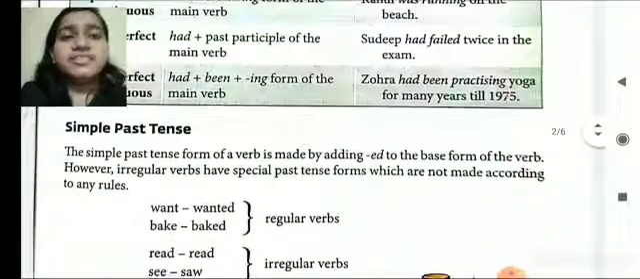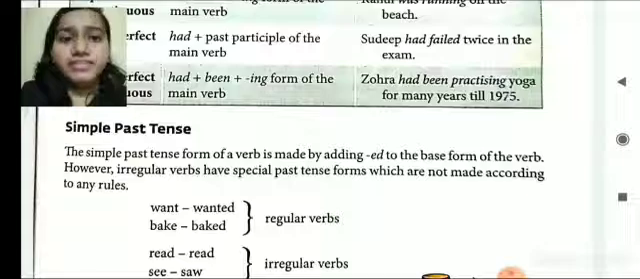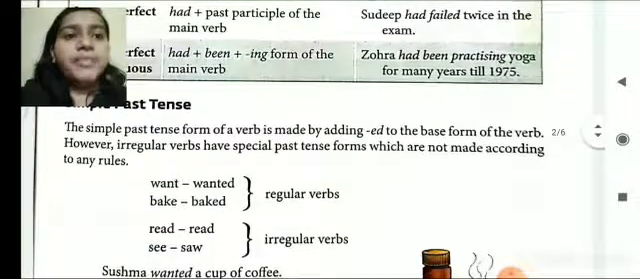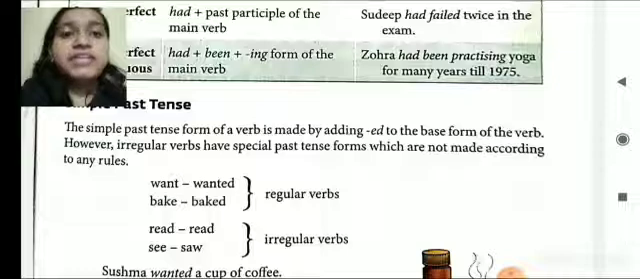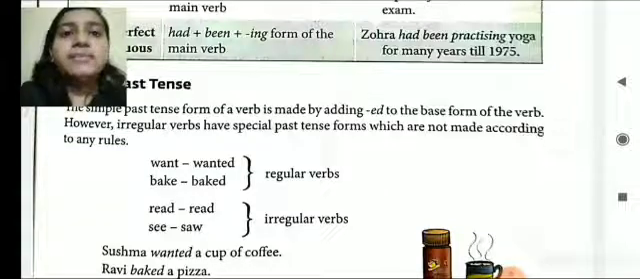Dear students, let's see what are regular verbs and what are irregular verbs. The simple past tense form of the verb is made by adding ed to the base form of the verb. That is what we already discussed. However, irregular verbs have special past tense forms which are not made according to any rules. That means there are no specific rules, but we have to make some changes to irregular verbs so that we can construct the sentence in a proper sense.